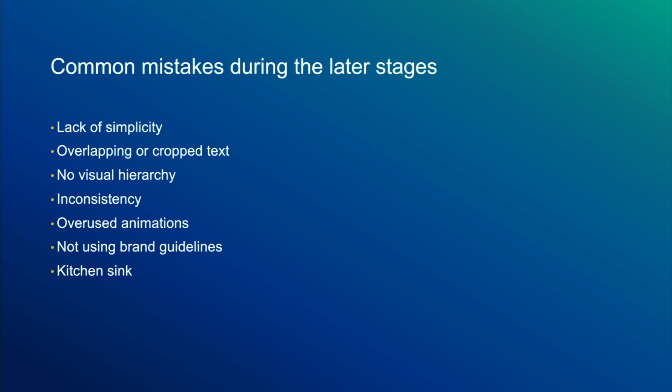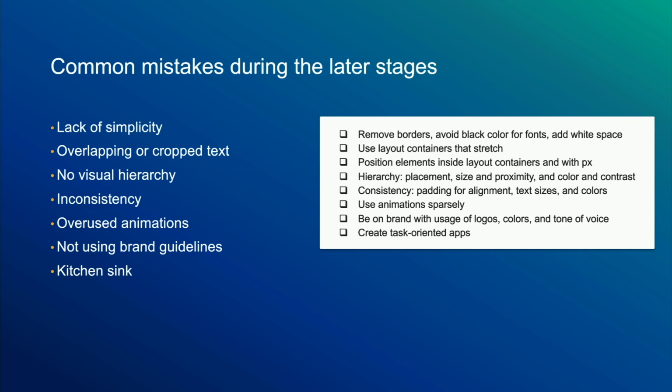So on this slide, I call it common mistakes during the later stages. I have a couple of don'ts on the left-hand side and the do's on the right-hand side. They're kind of interchangeably, but it's really important to know that your application needs to be simple. If you get feedback that your app is cluttered or heavy, then that's a good indication that you're doing too much. You probably run into this issue of overlapping and crop text a lot, and that happens when you use percentages instead of pixels. And I'll show you in our demos in just a bit. Visual hierarchy. How will users visually be guided through the application? Where do they start?